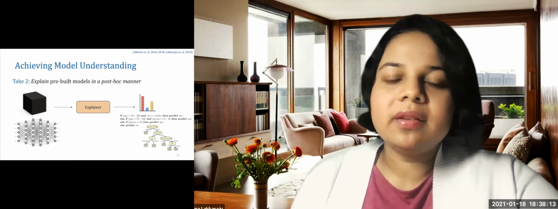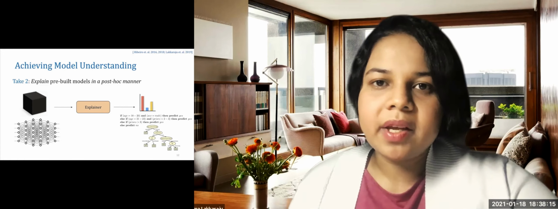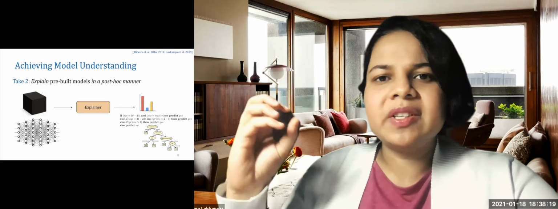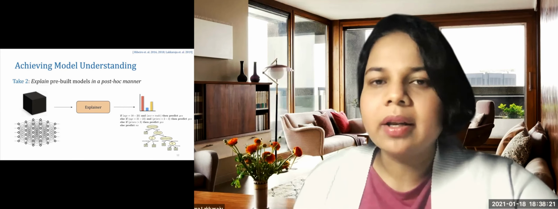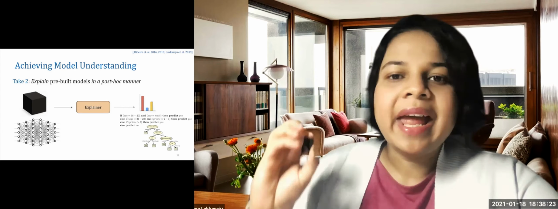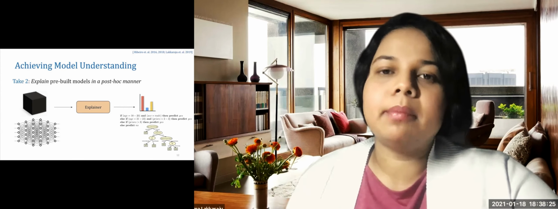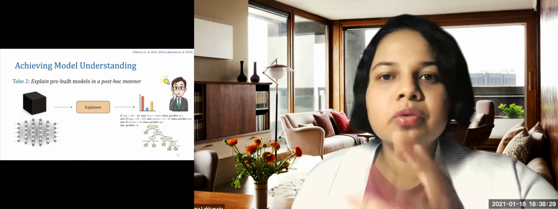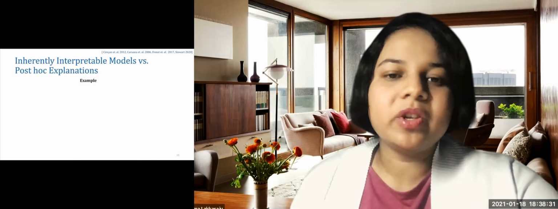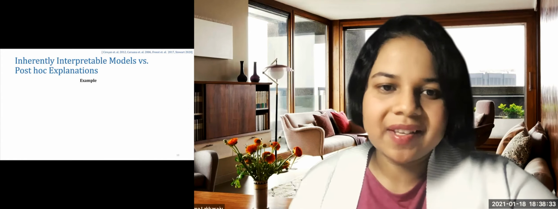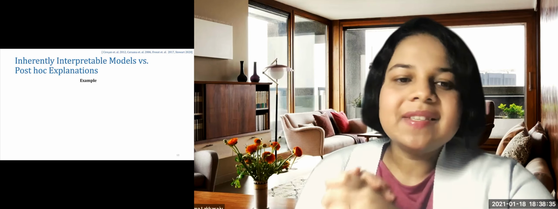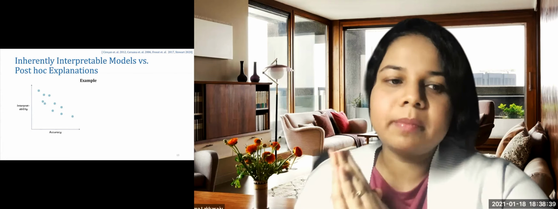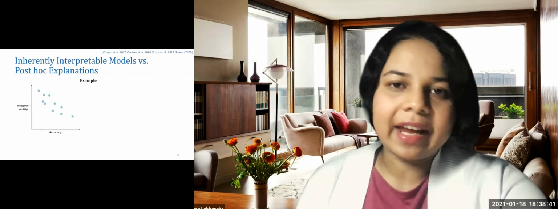Now, the next question that would logically come up is which approach to use when? Should we always go for building inherently interpretable models, or should we go for explaining models in a post hoc manner? In order to understand when to take which approach, let's again consider an example, right? So in certain settings, we might observe that there are trade-offs between interpretability and accuracy, right?